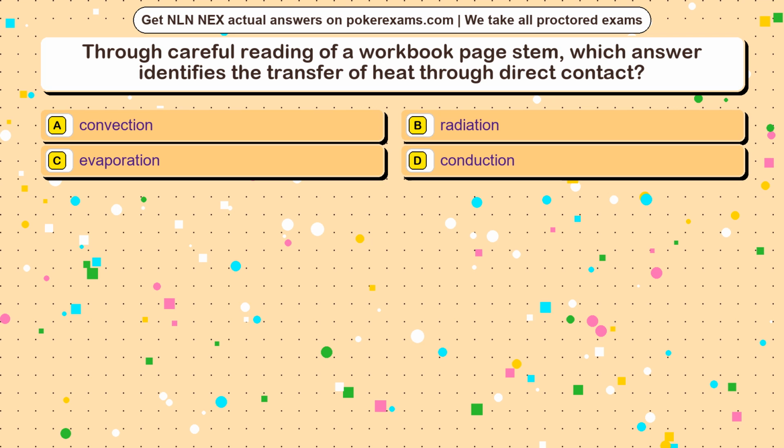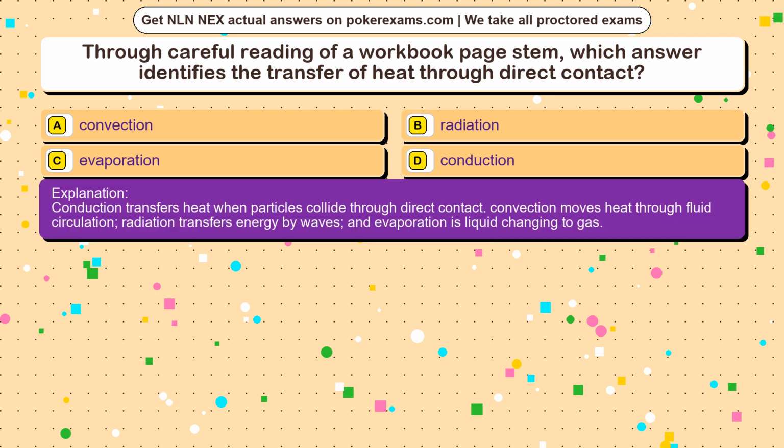The correct answer is option. Conduction transfers heat when particles collide through direct contact. Convection moves heat through fluid circulation, radiation transfers energy by waves, and evaporation is liquid changing to gas.